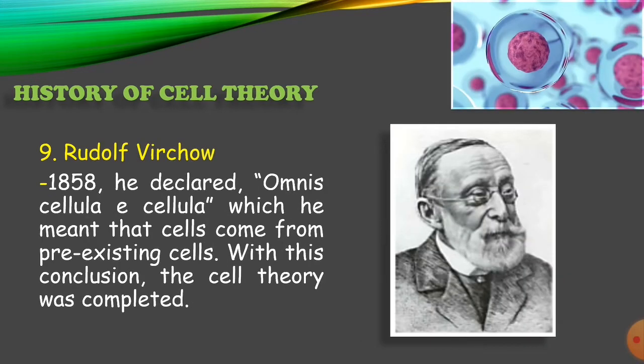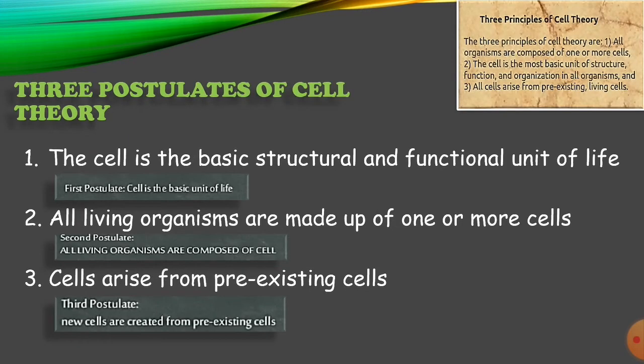Another German scientist named Rudolf Virchow also contributed towards the formulation of the cell theory. He completed the cell theory by providing the final postulate, which states that every cell is generated from existing cells. However, he is not credited for it. Schleiden and Schwann suggested that cells are the basic unit of life. These are the three postulates of cell theory.